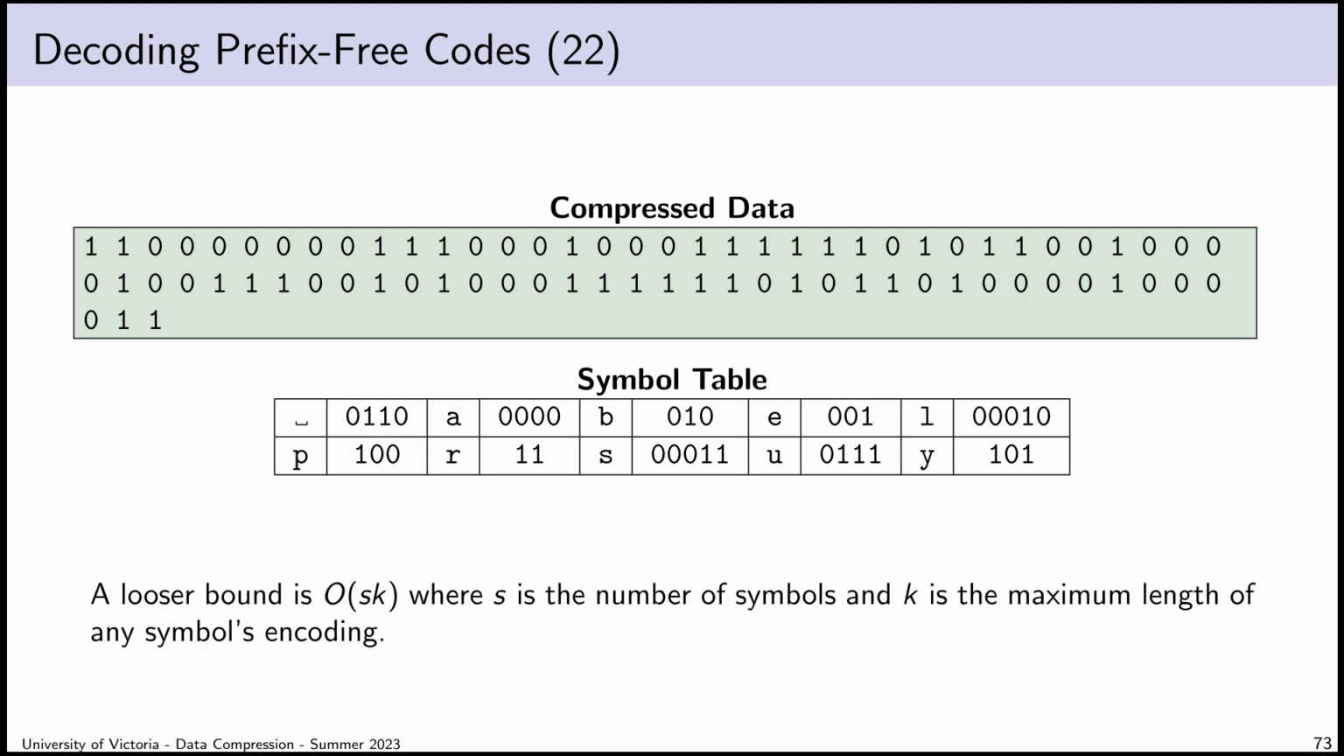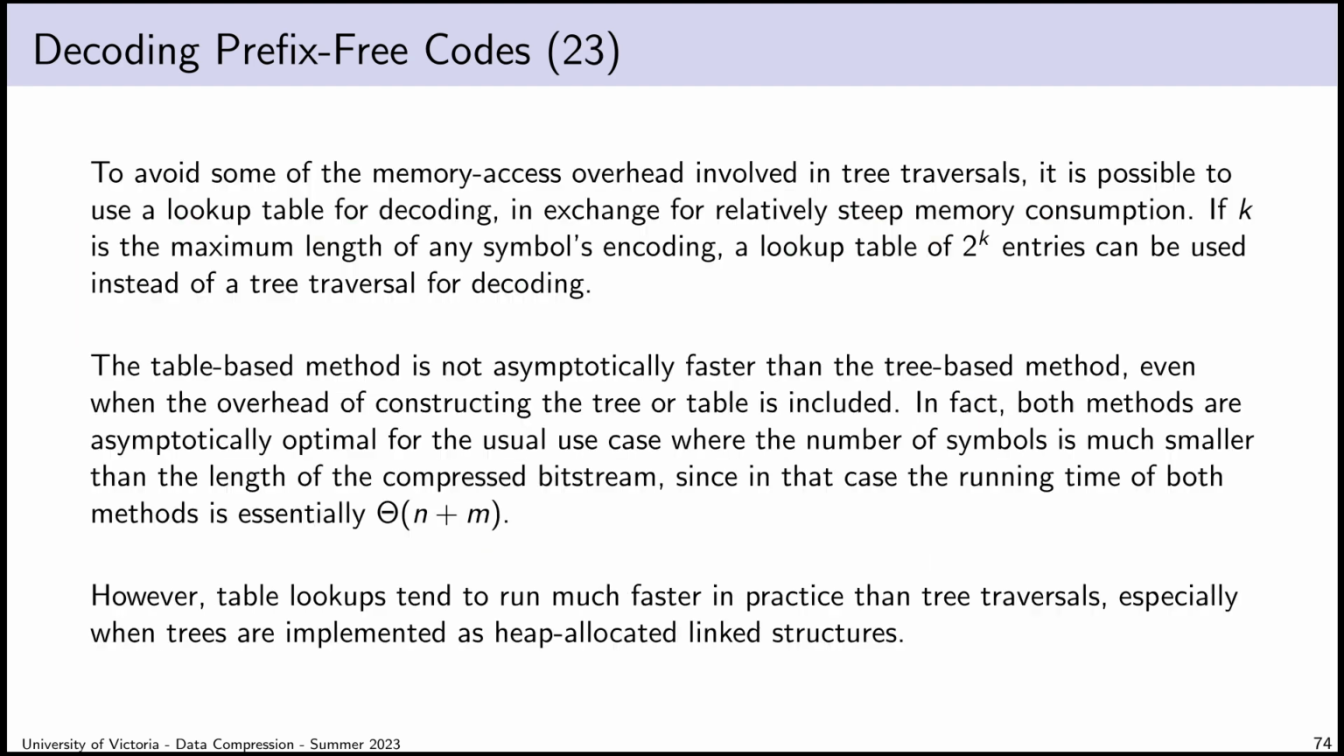You could also bound that loosely by just saying, look, it's the number of symbols times at most the length of the maximum encoding. So that would be, in this case, 5. So there are a total of 10 symbols, and each symbol has at most 5 bits. The running time would be at most 50 operations.